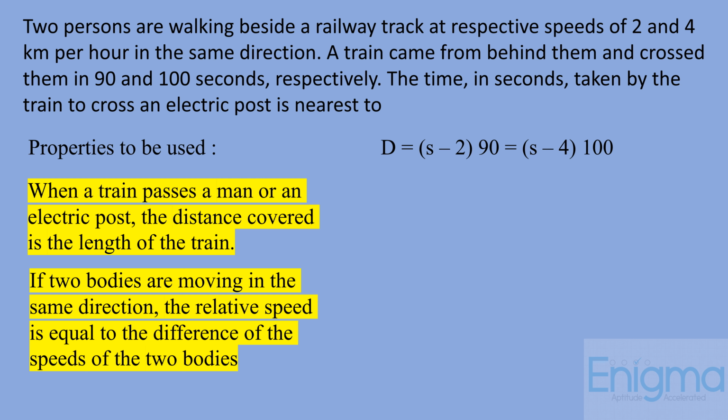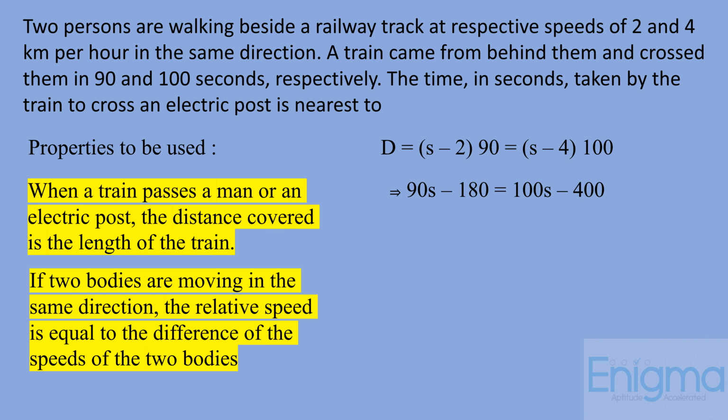Now the train and the two persons are traveling in the same direction. Obviously the speed of the train, that is s, is greater than the speeds of both the people. So relative speed, as we saw in the second property, is the difference of the speeds of two bodies. Hence it is s minus 2, and the time required to overtake the first person is 90 seconds and to overtake the second person is 100 seconds. Hence, we get this equation.